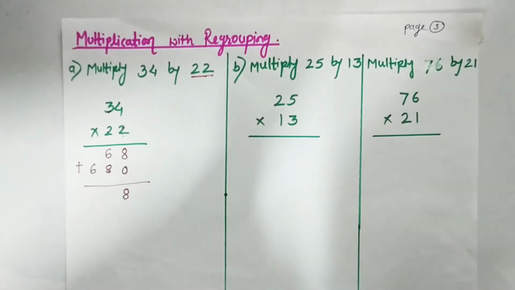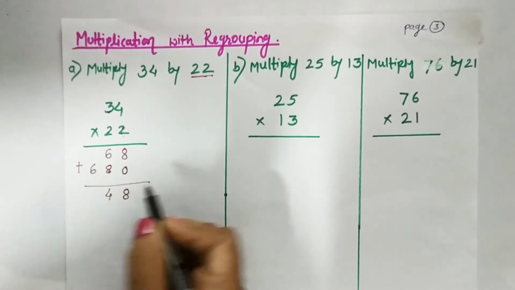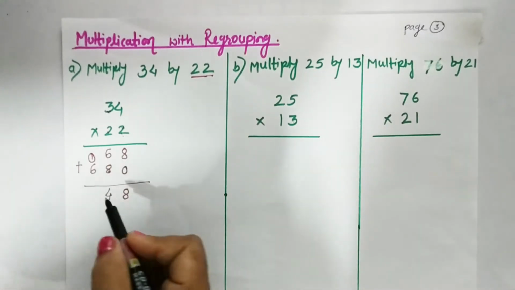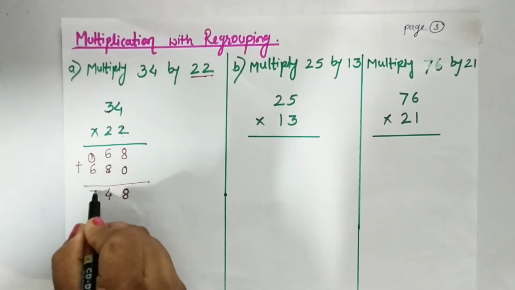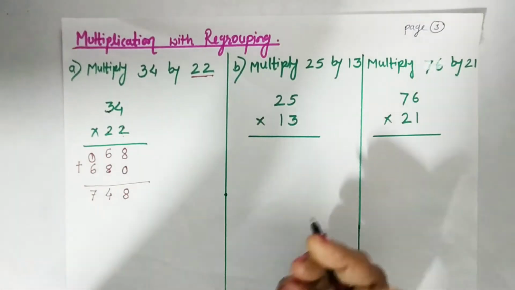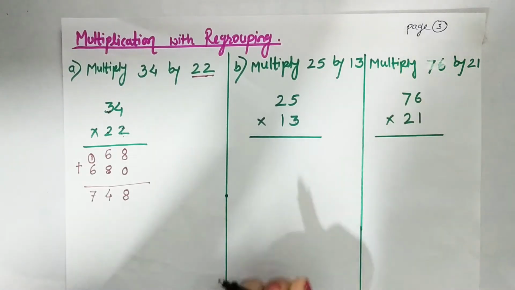Now 8 plus 0, 8. 6 plus 8, 14, 4 over here and carry forward 1 to the hundreds place. Then 6 plus 1, 7. This way you have to do multiplication with a 2-digit number. Now we'll do one more question. Let's start. So multiply 25 by 13.